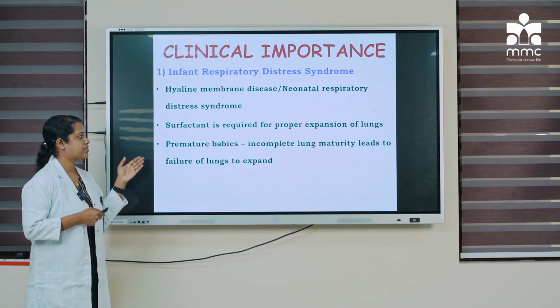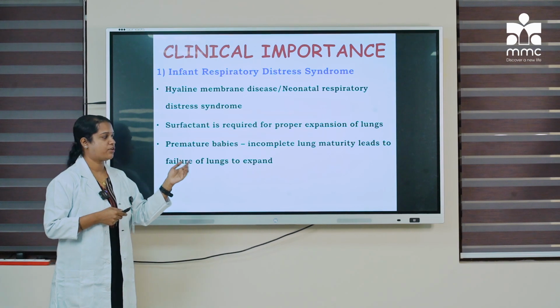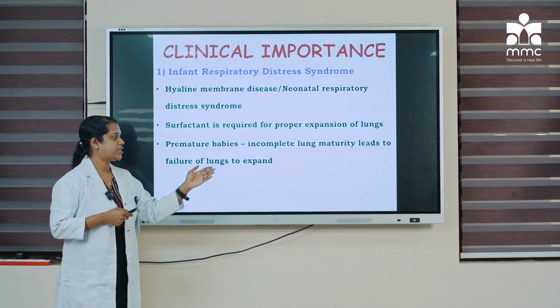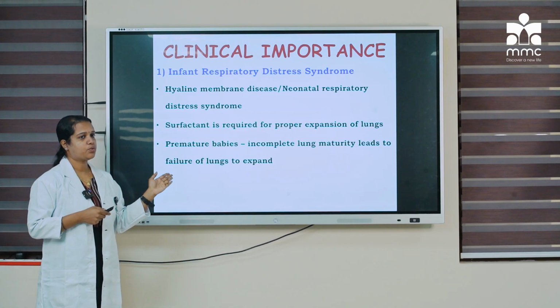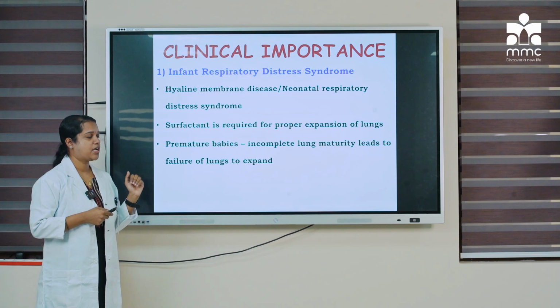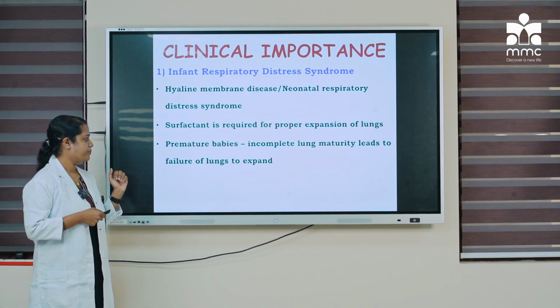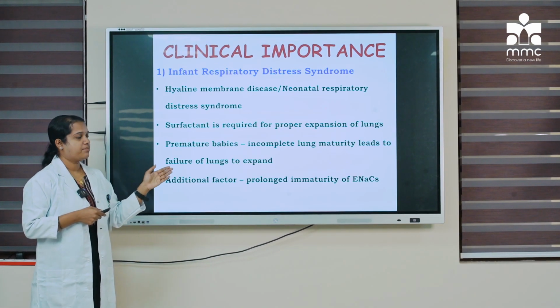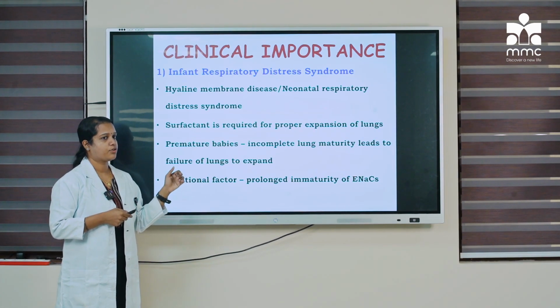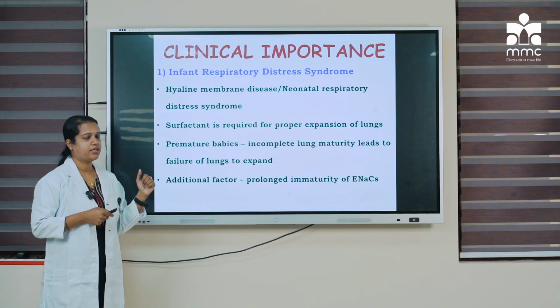So surfactant is required for the proper expansion of the lungs. In premature babies, incomplete lung maturity can lead to the failure of lungs to expand. So this can lead to the instant death of the infant. Another reason could be the prolonged immaturity of the epithelial sodium channels. This is another factor contributing to the hyaline membrane disease.